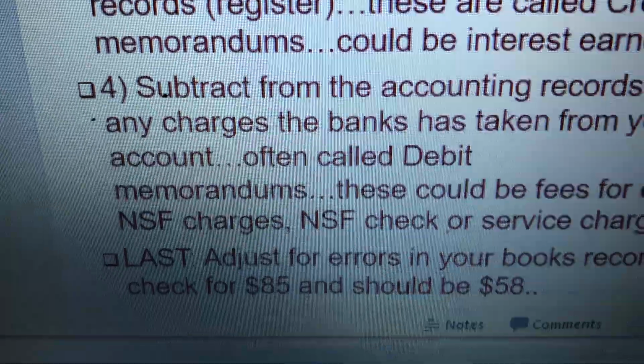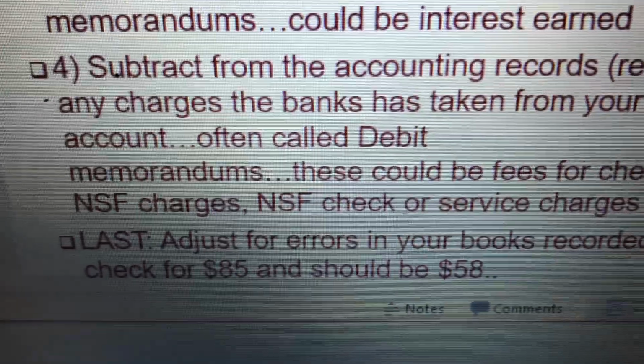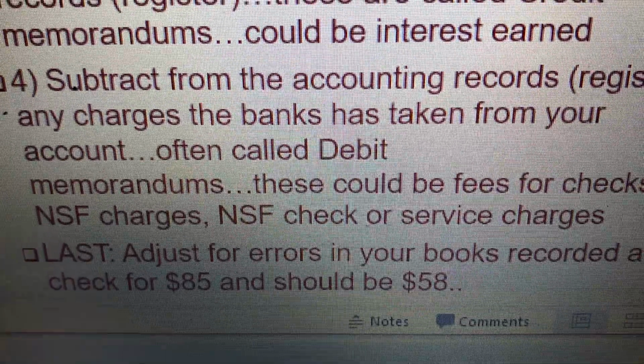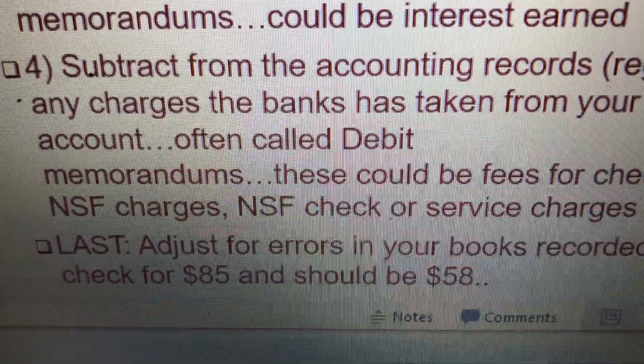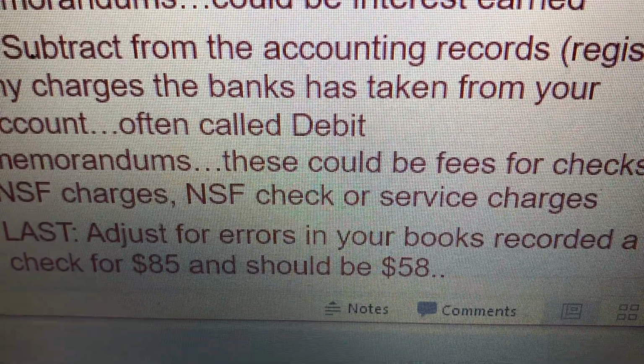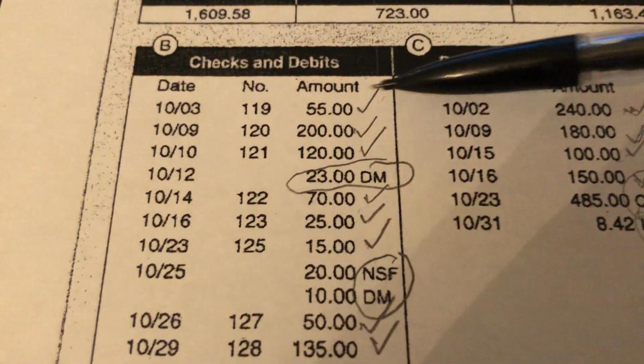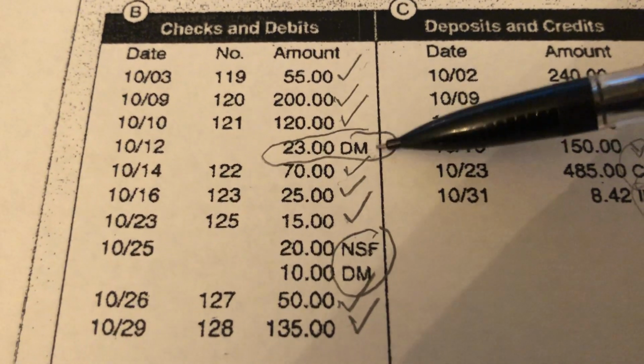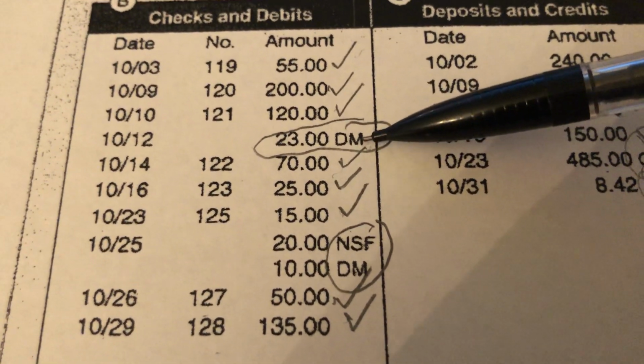The subtractions are going to be the debits. Those would be insufficient check charges where you've written a bad check or somebody gave you a bad check. It would be fees for charges, service charges. Okay, so let's take a look. We have one here, $23. That's called a debit memo, DM.